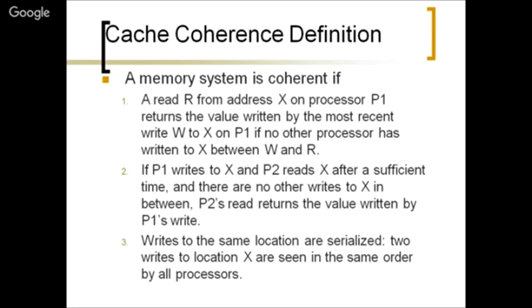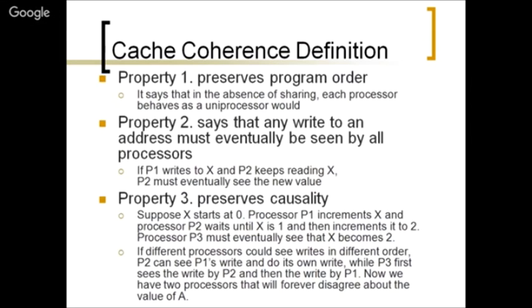So we have to maintain order. Initially P1 reads, P1 updates, then writes it again and it is updated to the memory. In the meantime, P2 should not write; it should read. The third property is that writes to the same location must be serialized, otherwise there is no coherence.